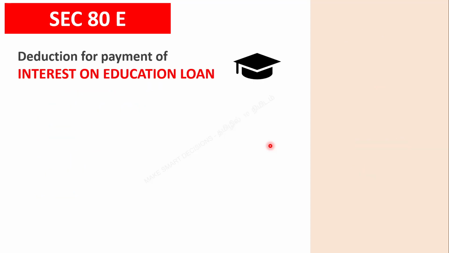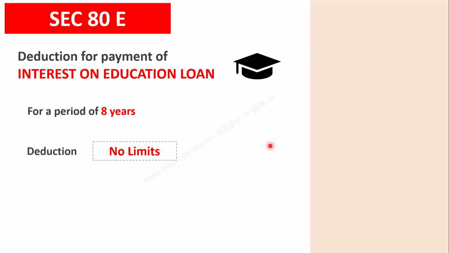Via Section 80E. Many of us would have taken an education loan for our undergrad or postgraduate studies. Do you know that you can claim tax benefit for the interest that you are paying on your education loan? Yes. For a period of 8 years, you can claim deduction from your net taxable income only for the interest component, not for the principal component of paying the education loan.